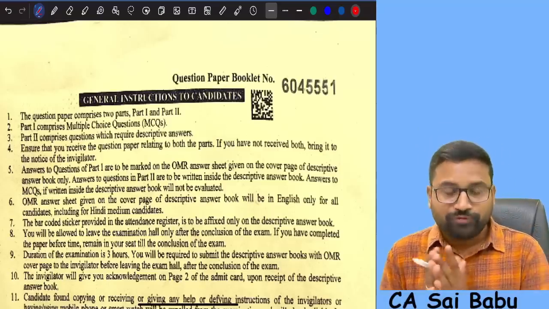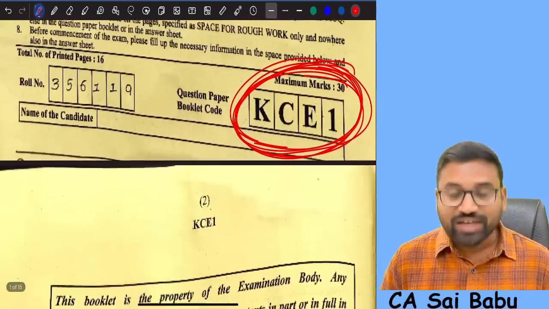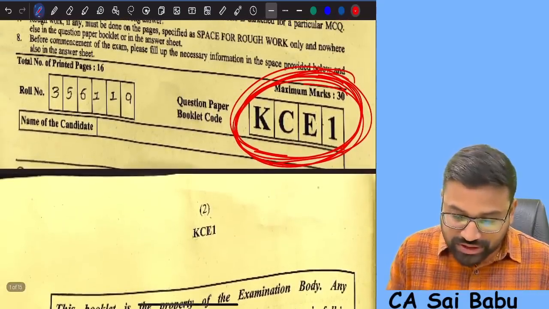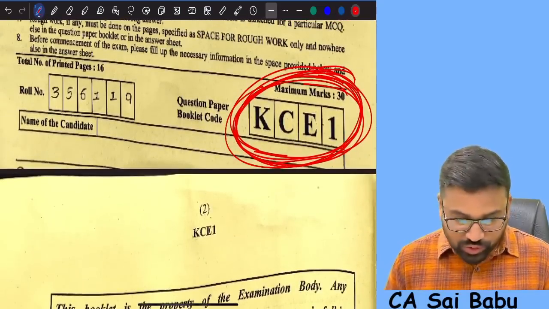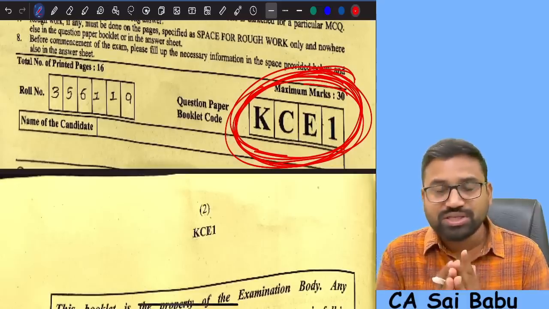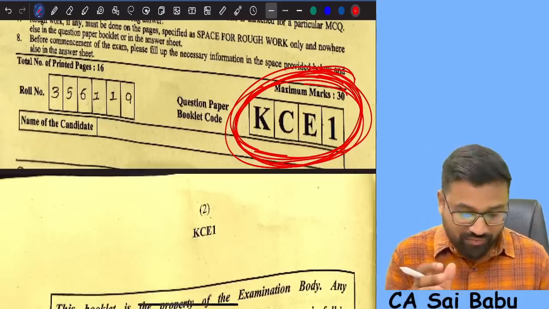Let me give you a review of this paper. First I am going to start with the MCQ part. So this is the booklet code I am solving MCQs. See, these MCQs are based on assumptions. The final answers given by ICA may vary.